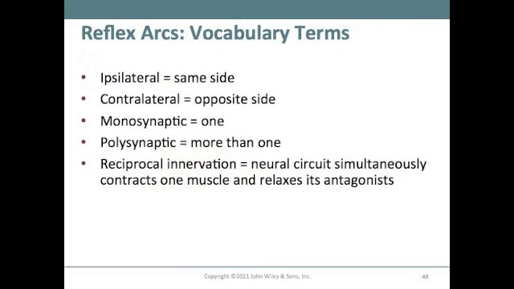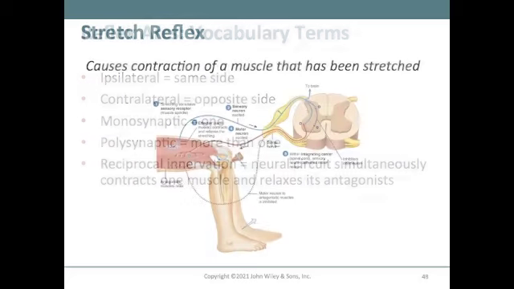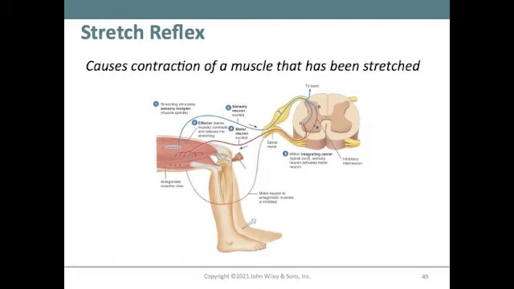So just some basic vocabulary for the reflex arcs. You've got the ipsilateral, which means same side, the contralateral, which means opposite side, the monosynaptic means one, the polysynaptic means more than one, and the reciprocal innervation is a neural circuit simultaneously contracting one muscle as it relaxes its antagonists. So we'll talk about that in the upcoming slides. So moving on then, we've got the stretch reflex.